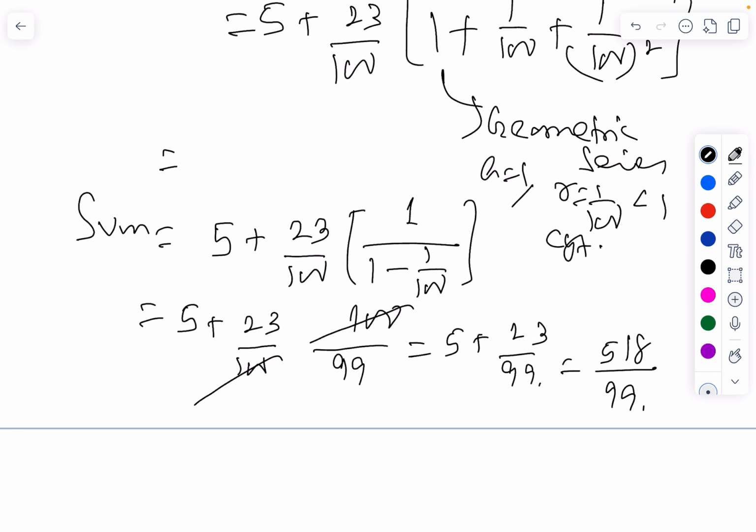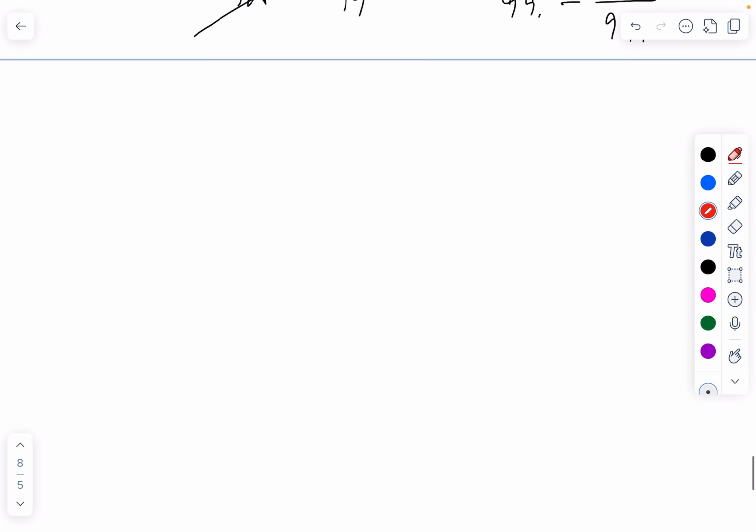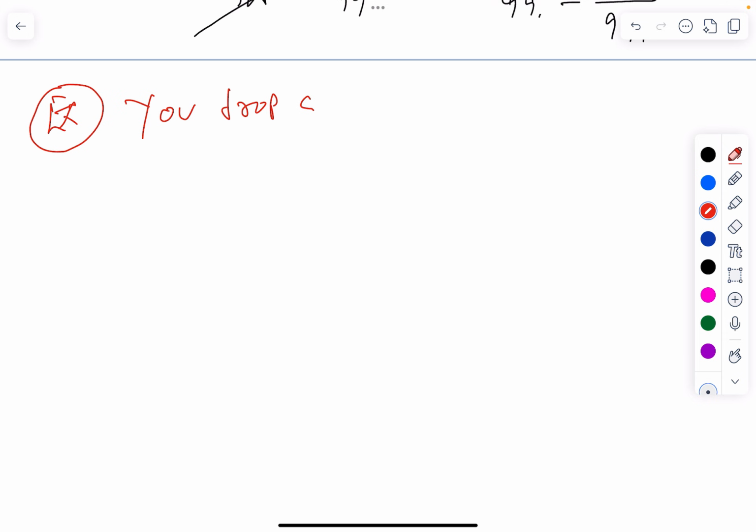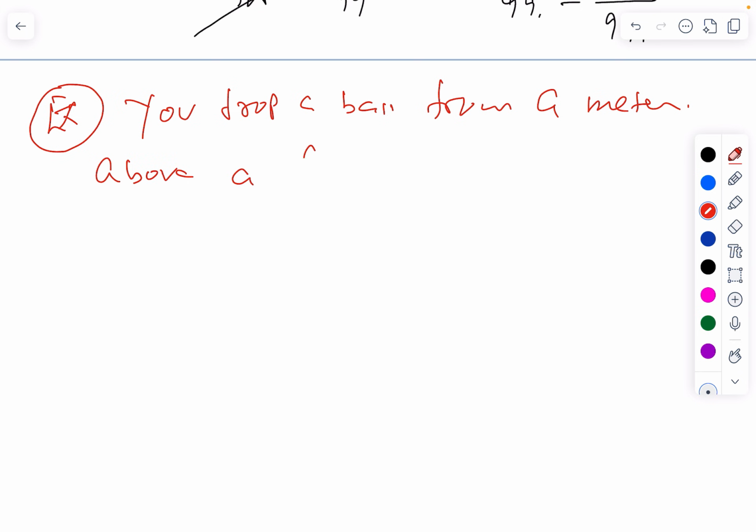Okay. Let us take one more example. That is an application of geometric series. It says like this: you drop a ball from a meter, from a meter above a flat surface.